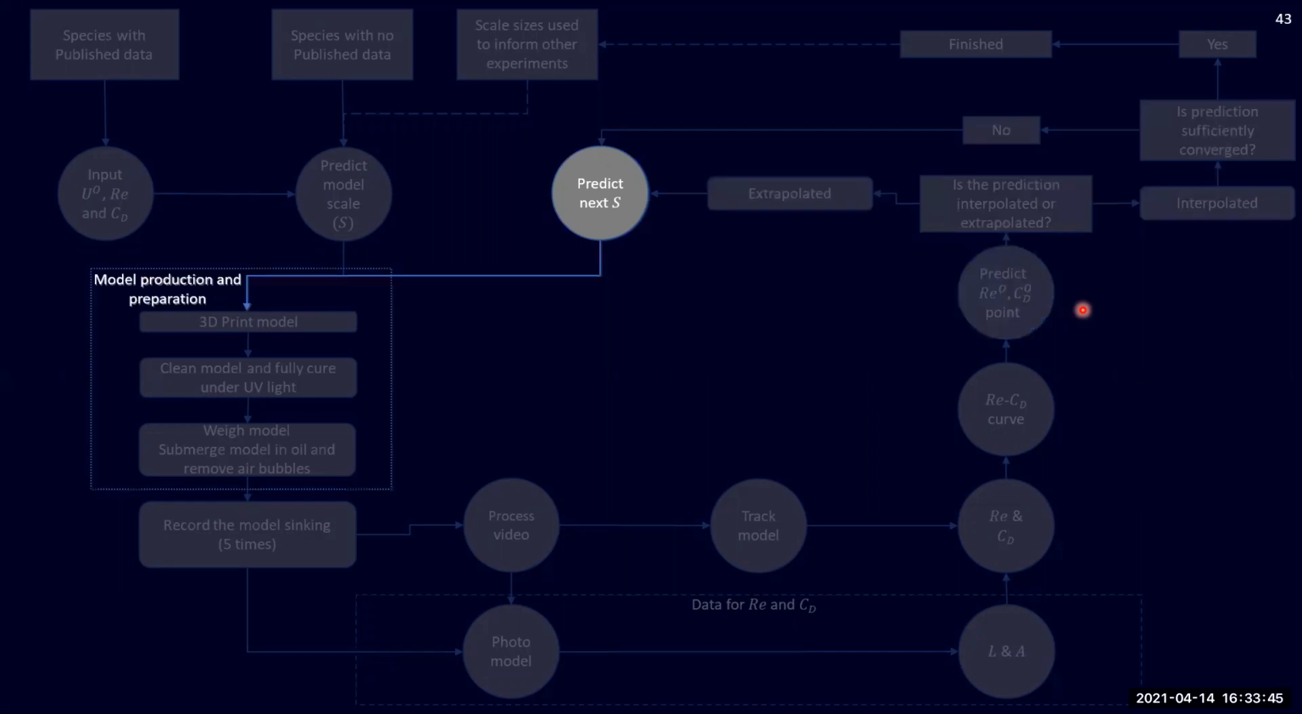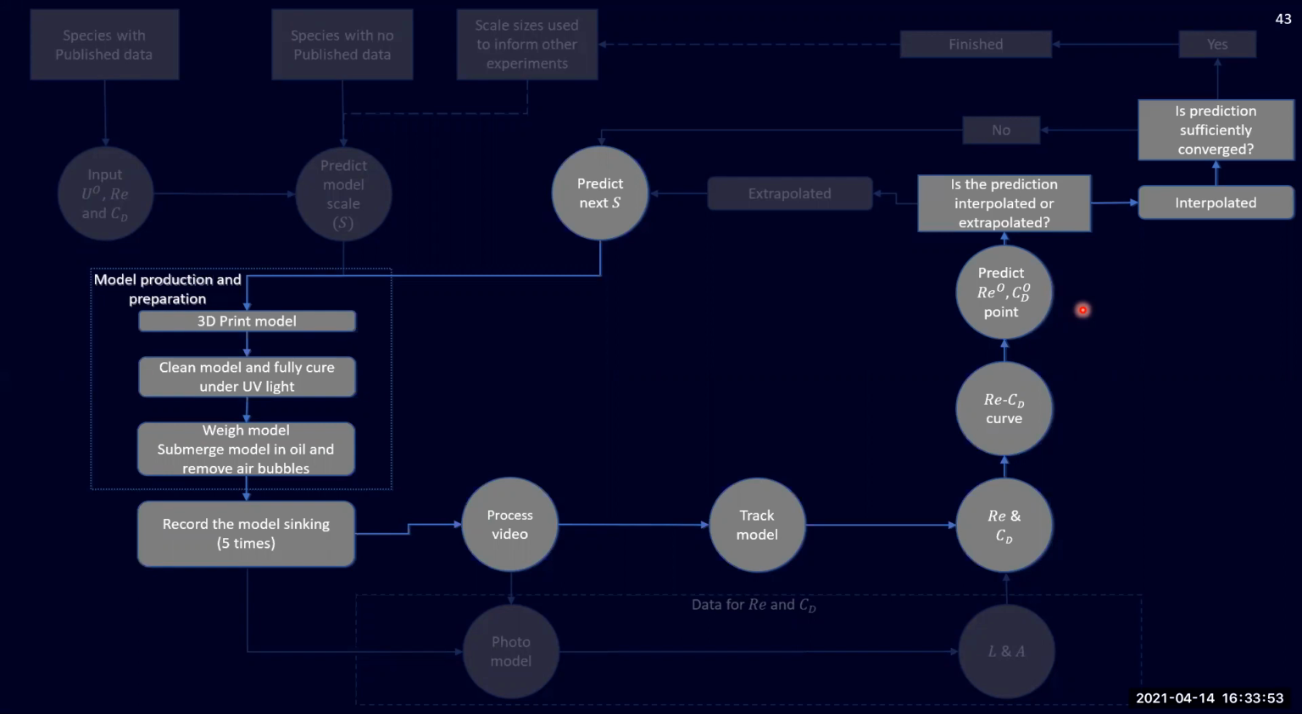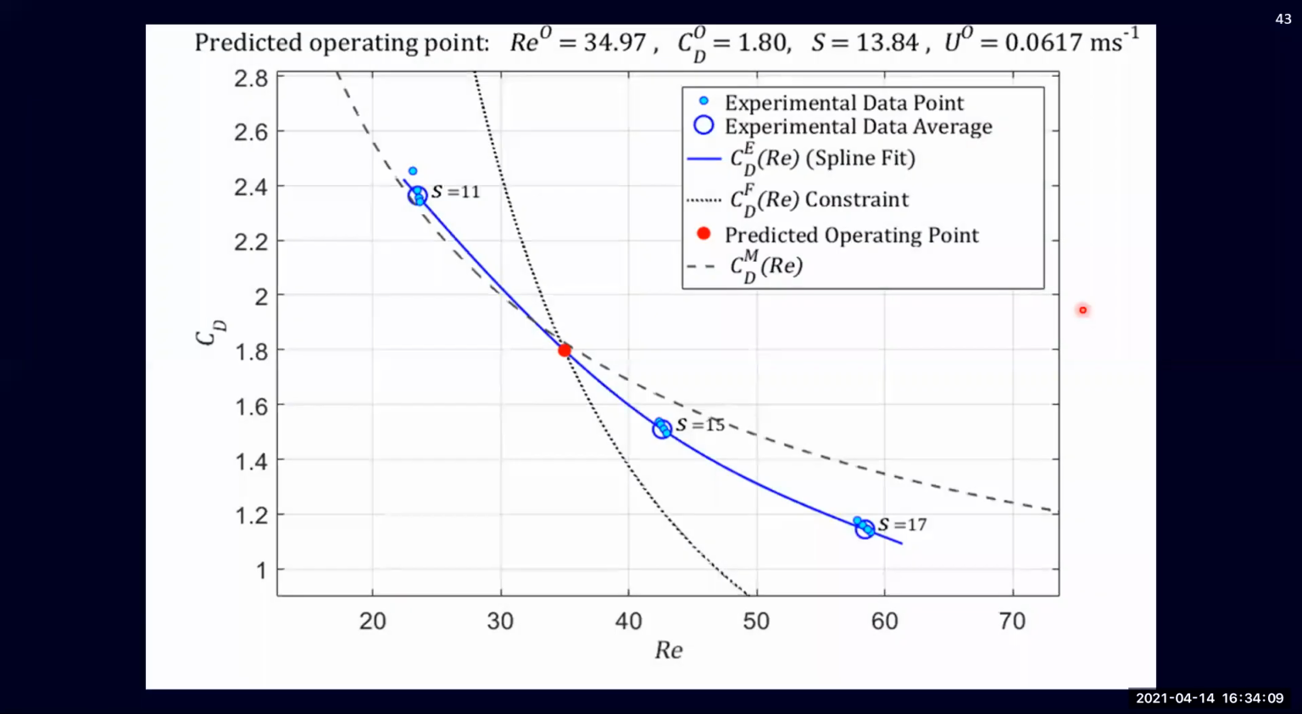Then I go ahead and 3D print the next model and generate more data points that I can put into the curve, and then again check whether there's sufficient convergence. I determined that if I had a data point within 5% of Reynolds number, then I could be satisfied that it sufficiently converged. So we can look at that in graph format.